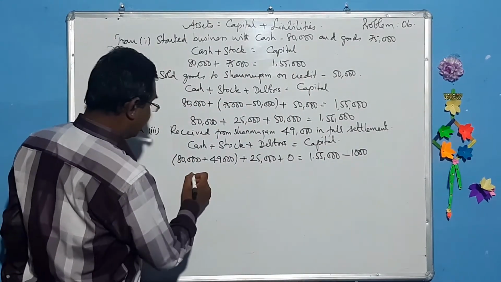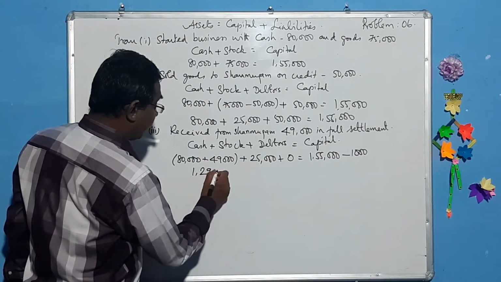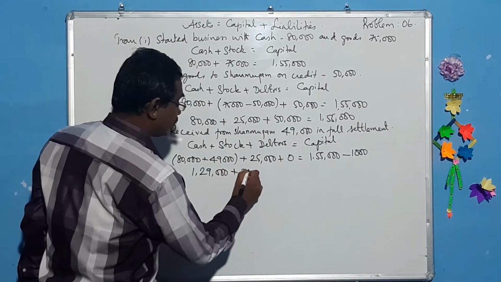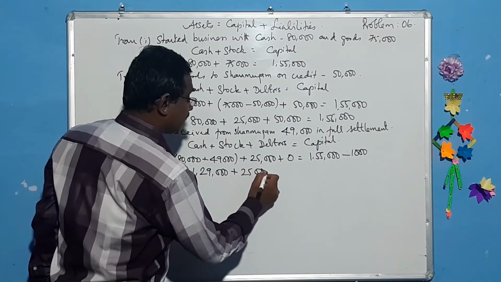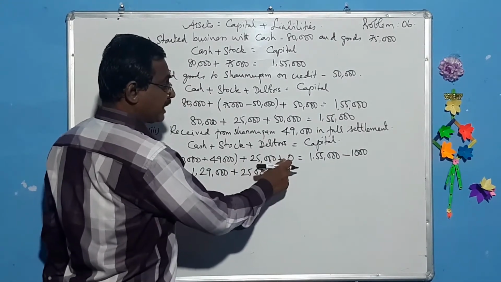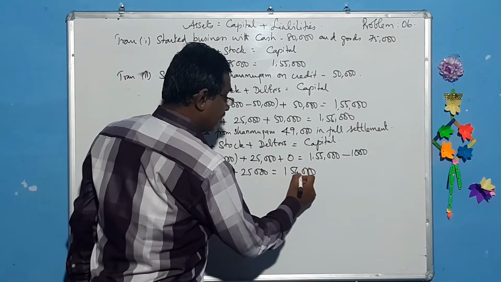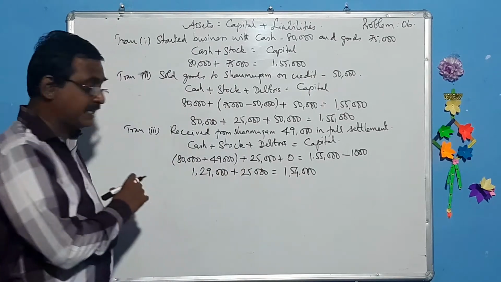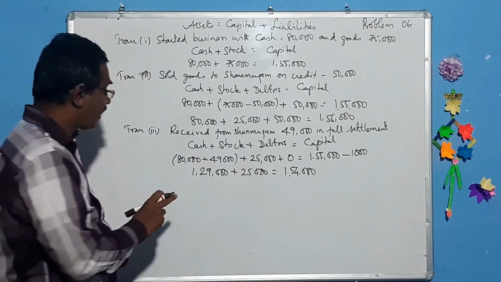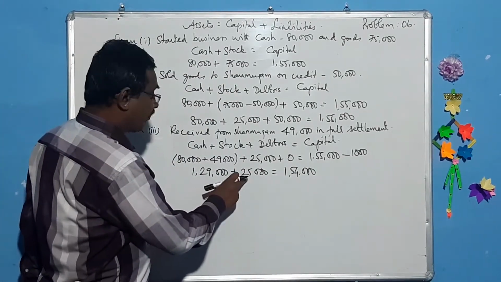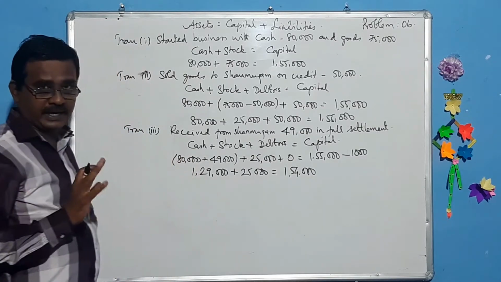Now let us go for writing the amount. 1,29,000 plus 25,000. He has given the amount, so debtors becomes 0. 1,54,000. Then and there you have to add and see whether you are doing it correctly or not. 54, 1,54. We have done it correctly.